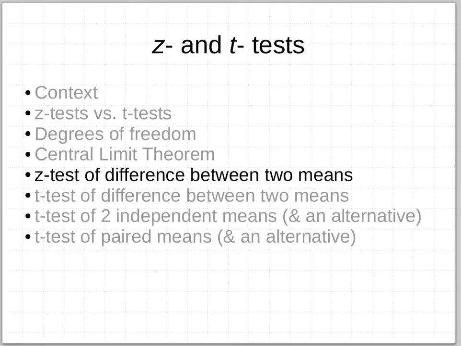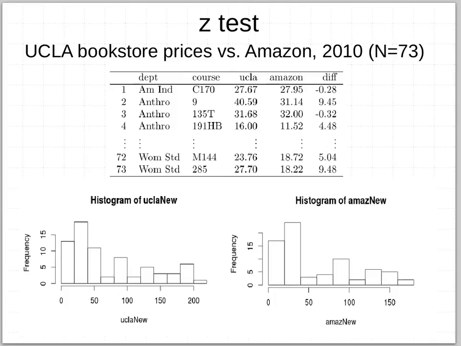So let's talk about how a z-test works. We can compare two different means, again assuming that the central limit theorem can apply. There's a simple data set available in another textbook that uses prices from the UCLA bookstore compared to Amazon in 2010, for 73 different textbooks, listed by department. So this department has this course, and a textbook affiliated with that course would cost $27.67 at the UCLA bookstore, $27.95 on Amazon, a slightly better price at UCLA. But in another textbook and another course, you might see a much more substantial difference between UCLA and Amazon. There are lots of those examples, all the way down through 73 different textbooks listed here.